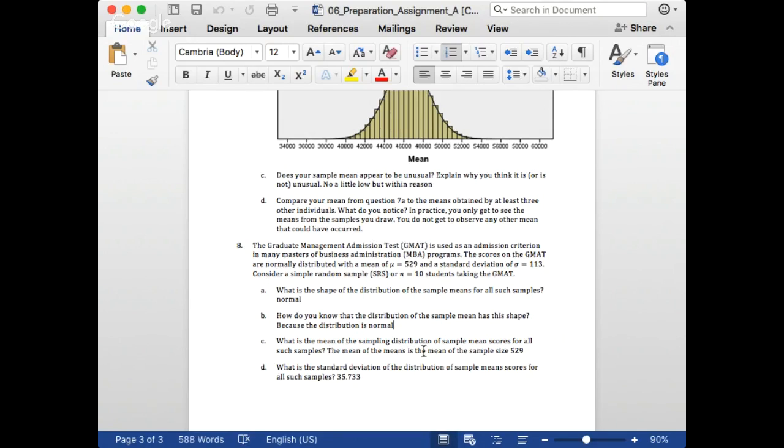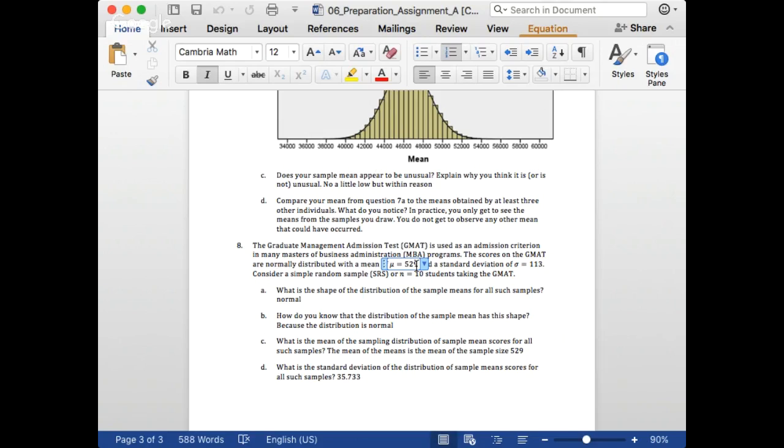What is the mean of the sampling distribution of the sample mean for all such samples? This is where it comes into the theory, the idea that the mean of the means is the mean of the population. So the mean of all samples is going to be the mean of the population. No matter if it's left skewed, right skewed, whatever, the mean is always going to be the same.